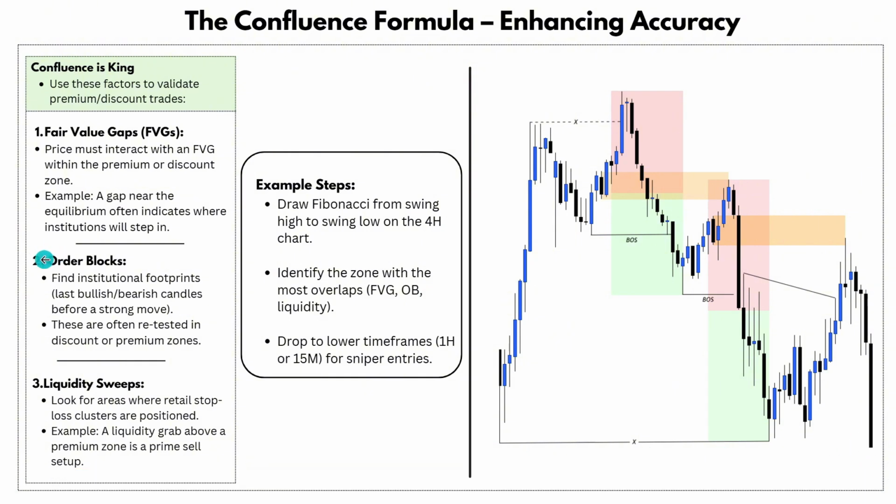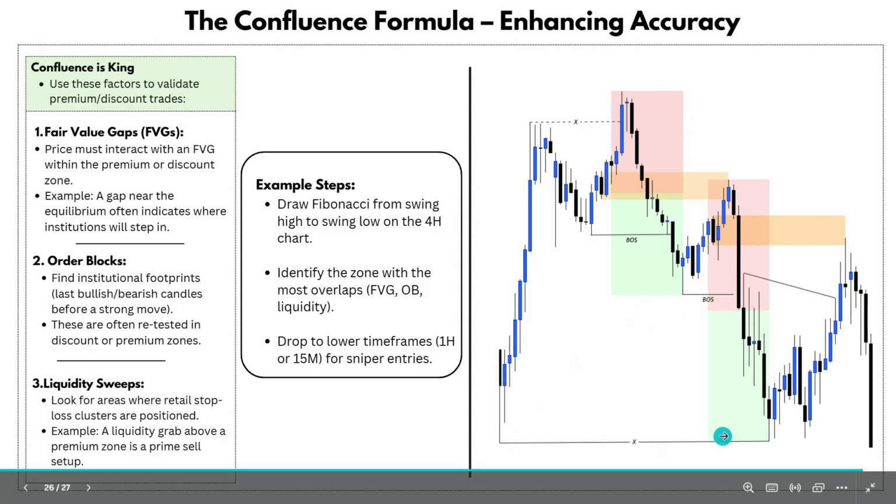The second confluence is our order blocks. Find an institutional footprint, the last bullish or bearish candle before a strong move. These are often retested in discount or premium zones. As we can see, price pushed down lower to mitigate a discount zone right here, to then pull back up and cross this 50% to tap inside of this order block inside of this premium zone, to then push down lower, break these old lows and form this equal low.